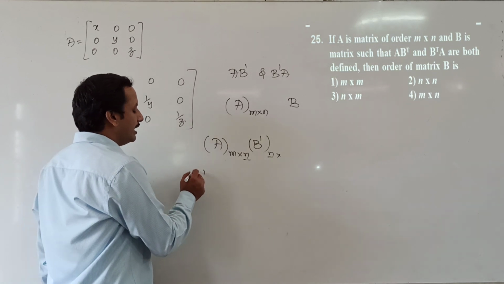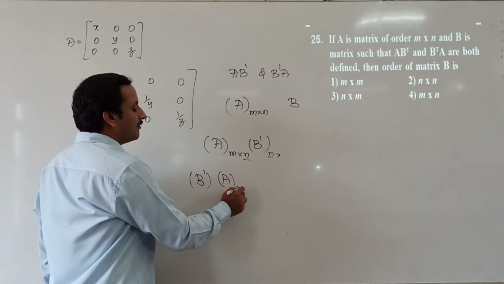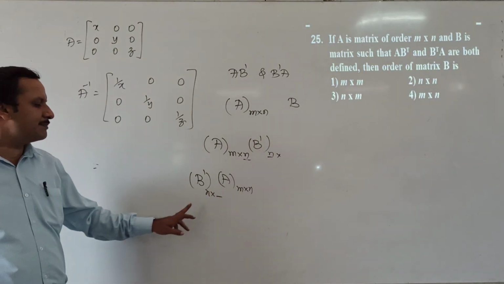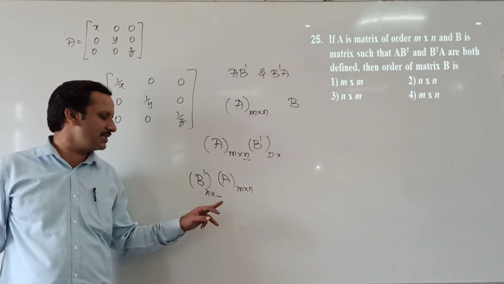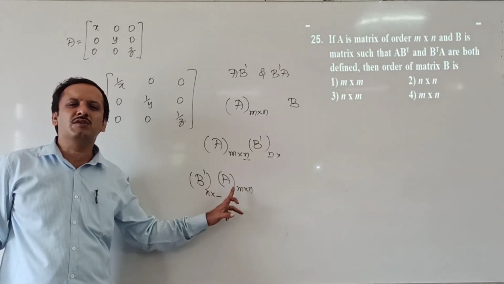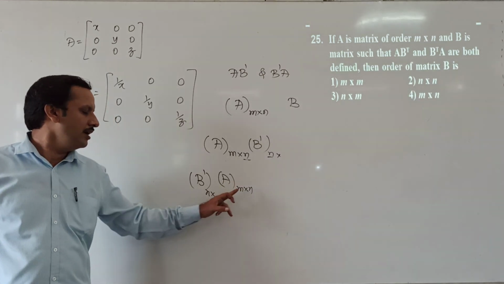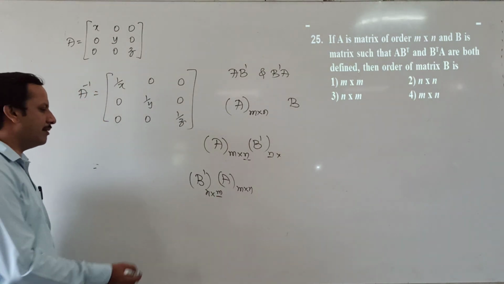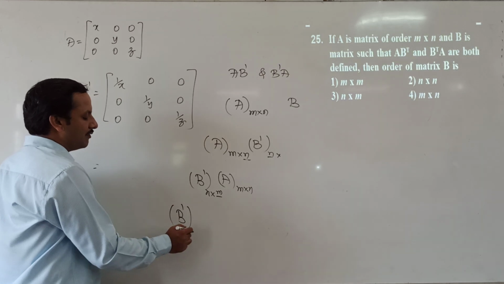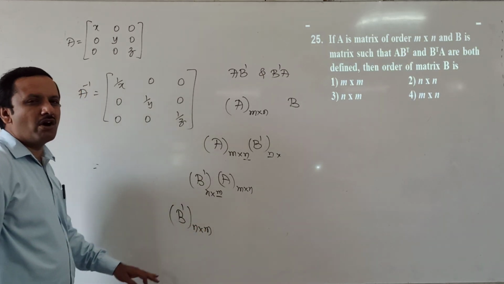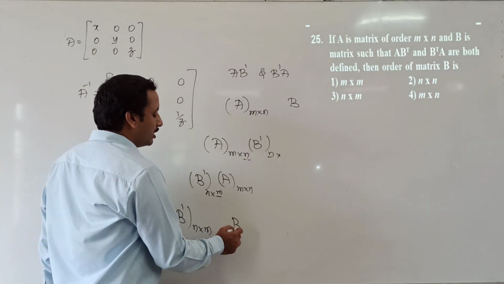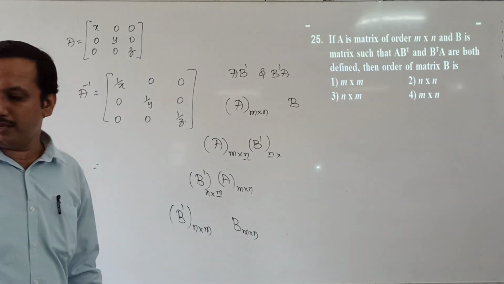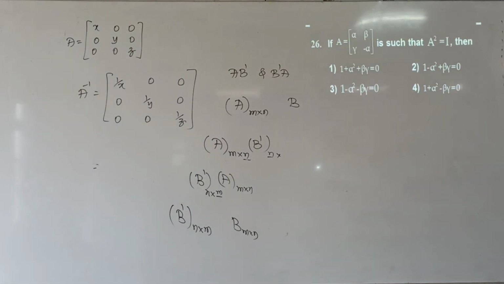Then B dash into A is also defined. A is of order m cross n, B dash is n cross something that I don't know. This product exists means number of columns in B dash must be equal to number of rows of A. Number of rows of A is m, so number of columns in B dash must be m, which means B dash is of order n cross m. So the order of B is m cross n, which is the fourth option.